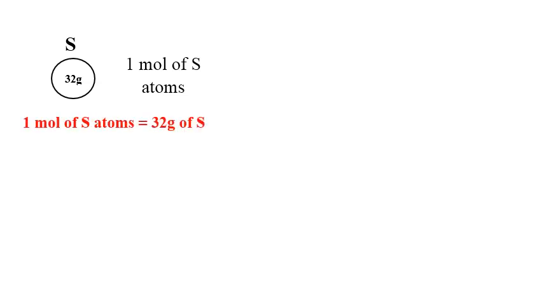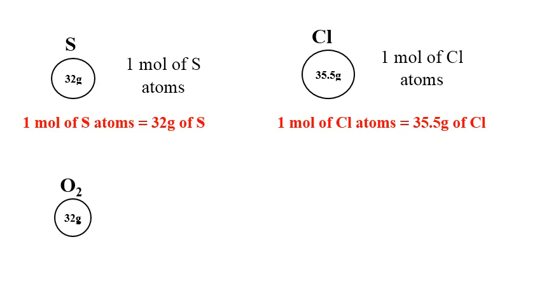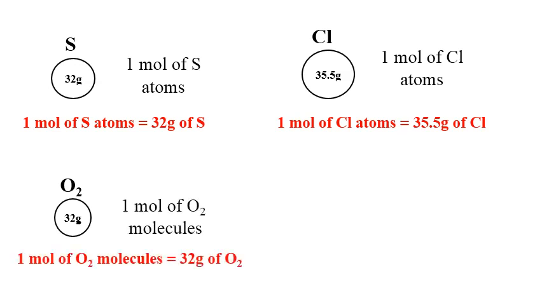ions. We know that 32 grams of sulfur contains 1 mole of sulfur atoms. So we can equate 1 mole of sulfur atoms to 32 grams of sulfur. Similarly, 35.5 grams of chlorine contains 1 mole of chlorine atoms. So we can equate 1 mole of chlorine atoms to 35.5 grams of chlorine. 32 grams of oxygen contains 1 mole of oxygen molecules. So 1 mole of oxygen molecules is equal to 32 grams of oxygen.